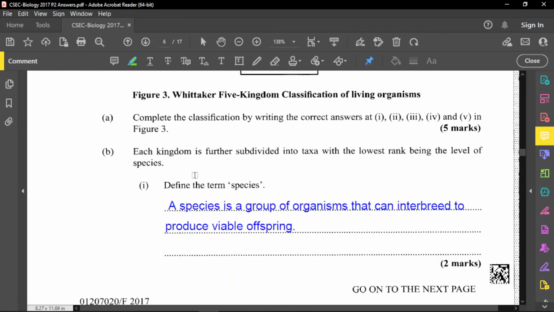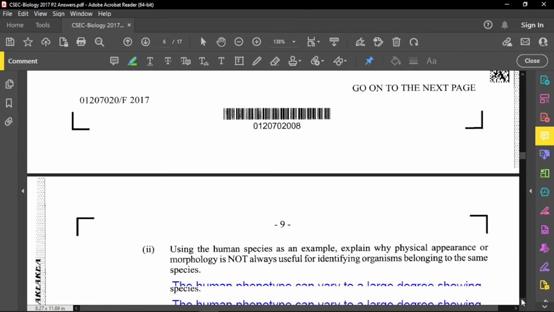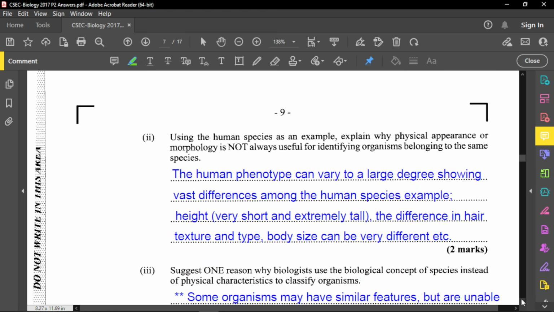All right, so the species, they must be able to interbreed to produce viable offspring that they themselves can reproduce to produce offspring as well. So in other words, the generation can continue. All right, so that's what a species is. And part 2 of this question is, using the human species as an example, explain why physical appearance or morphology is not always useful for identifying organisms belonging to the same species.